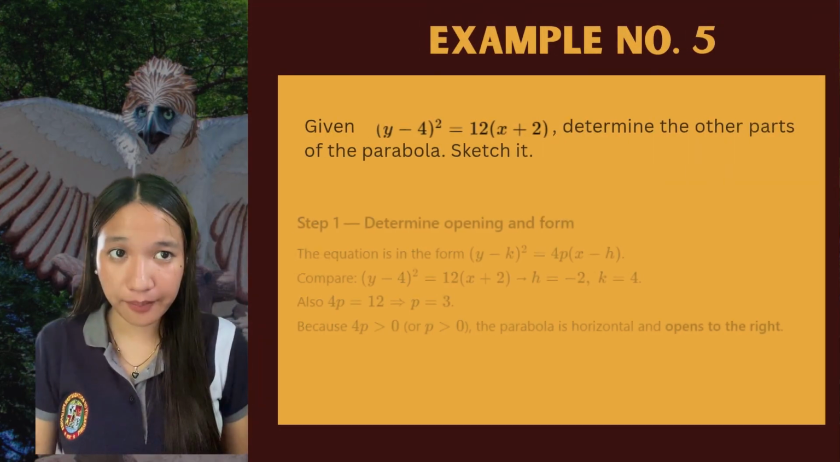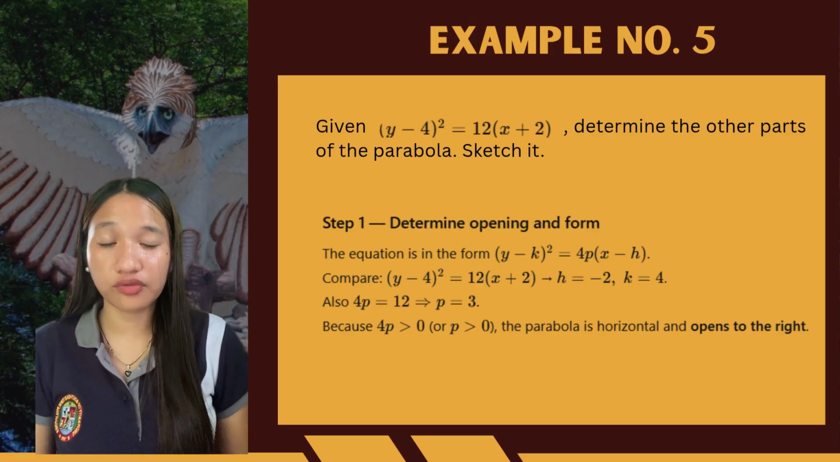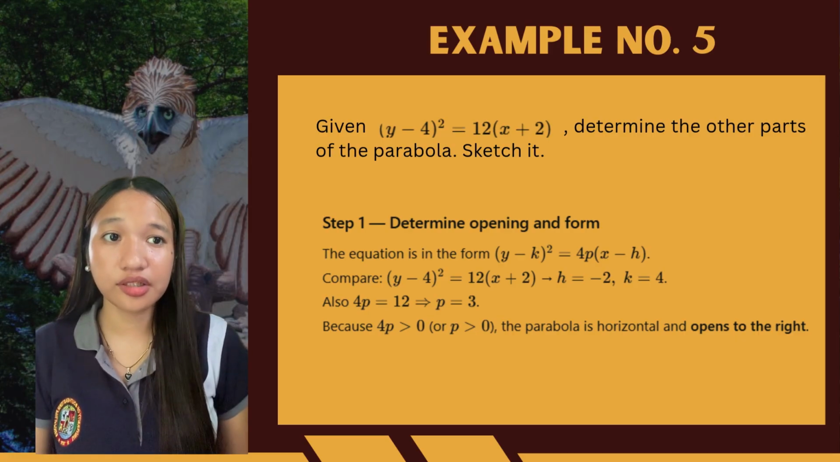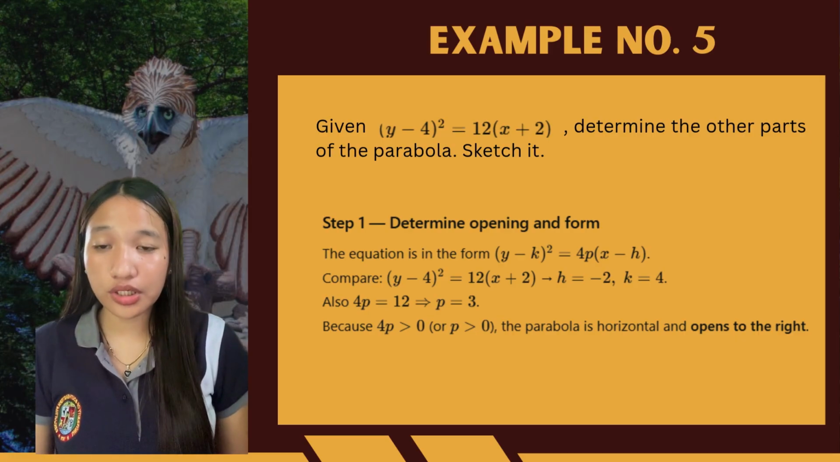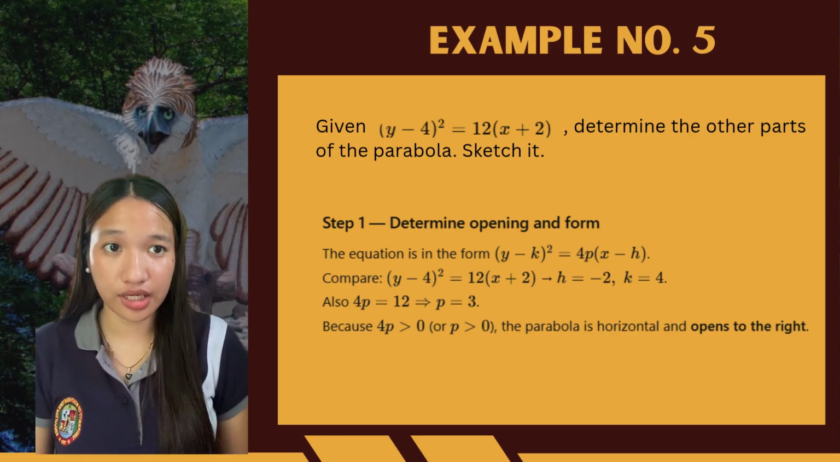For our last example, our given is (y - 4)^2 = 12(x + 2). Determine the other parts of the parabola, then sketch it. For our step 1, determine the opening and form. The equation is in the form (y - k)^2 = 4p(x - h). So we have to compare (y - 4)^2 = 12(x + 2).